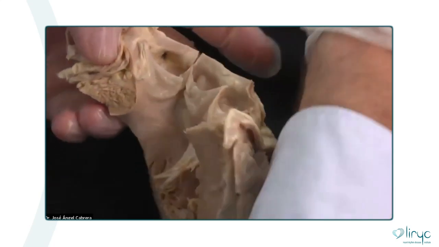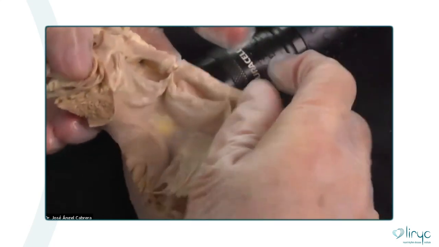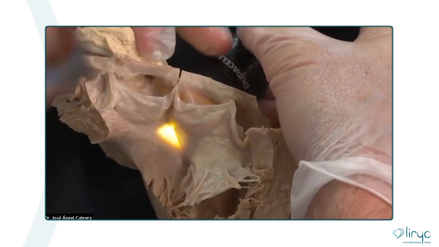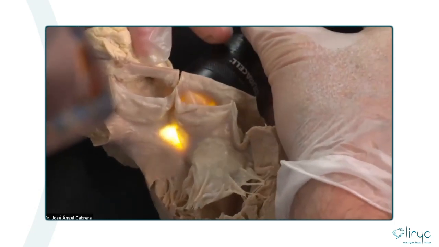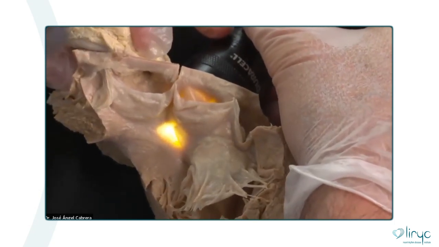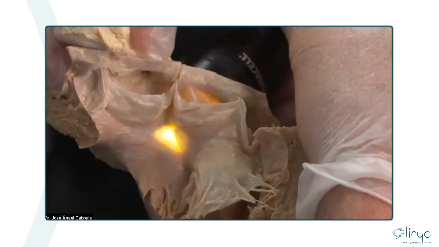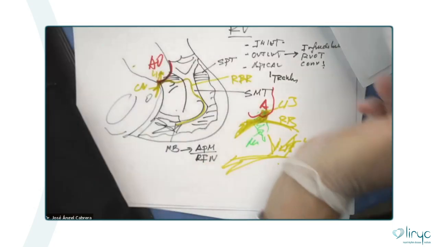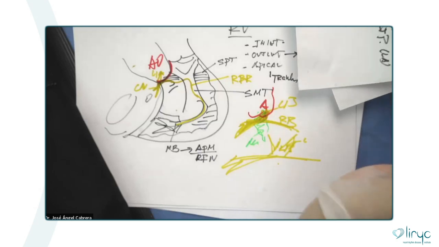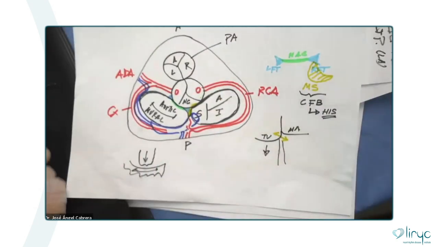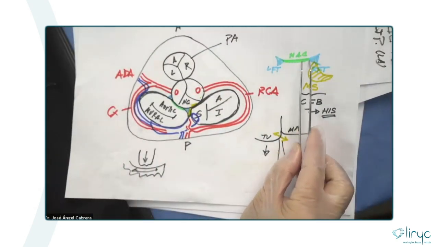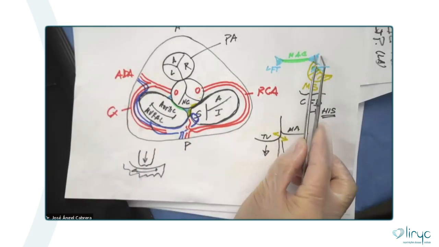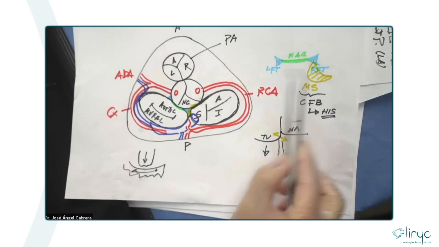And note that by transillumination, you can see the area that corresponds to the interventricular membranous septum. And this area of the interventricular membranous septum, let's try to remember this area. Left fibrous trigone, right fibrous trigone, and membranous septum.